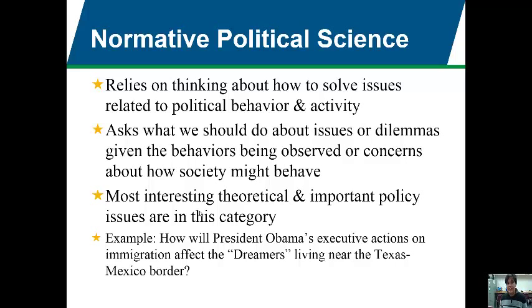So the question for your test will be, which branch of political science looks at statistics and observations? That answer would be empirical political science. And the other question will be, which branch of political science tends to be more theoretical and philosophical about problems or political issues? That answer would be normative political science.